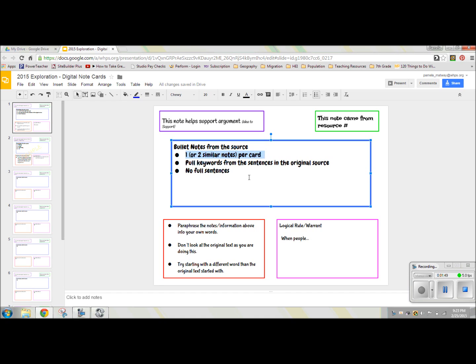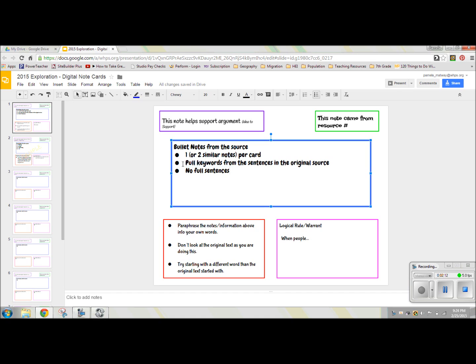So I'm not going to make a bulleted note about cheese and then also one about weddings. Those two ideas don't go together. But if I have 2 notes that are about a specific ceremony in a wedding, I can include them on one card.